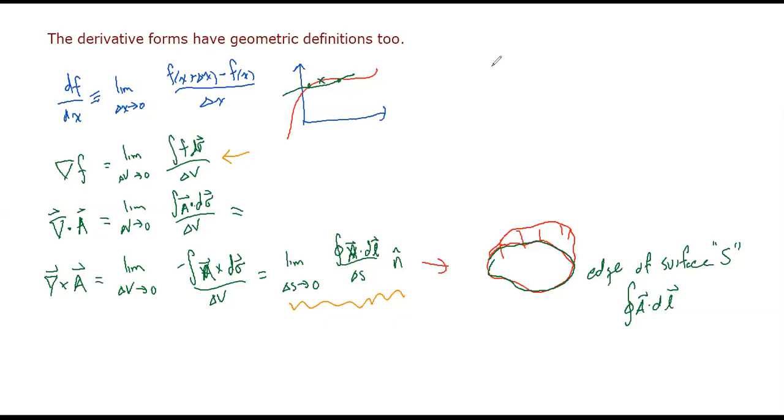So the second analog of stuff from single variable calculus we have is the fundamental theorem of calculus. So there are fundamental theorems of calculus.